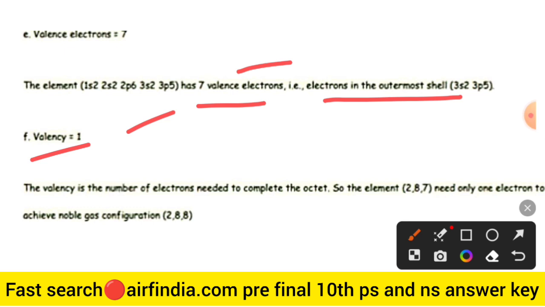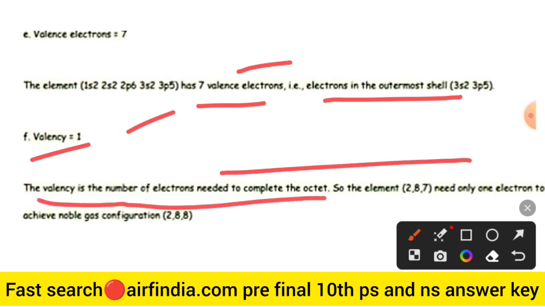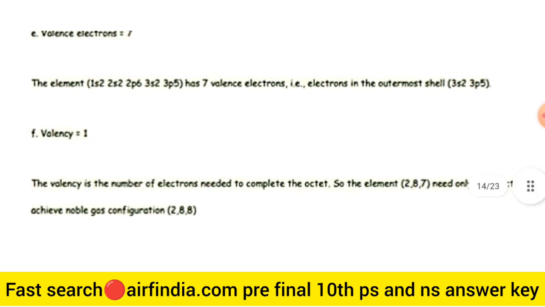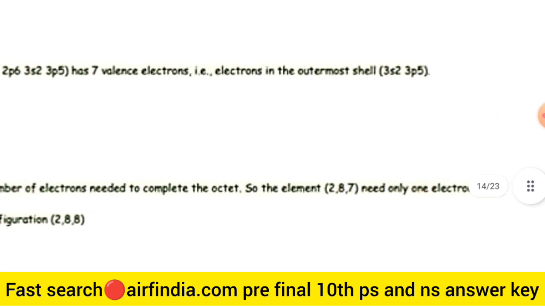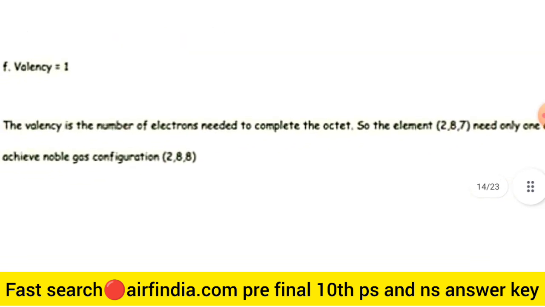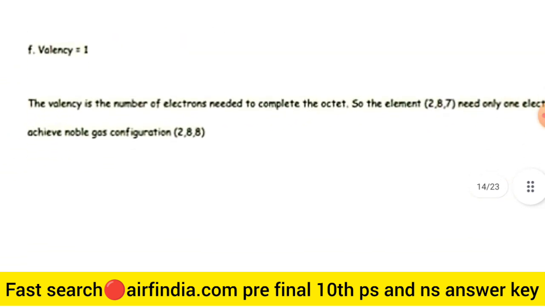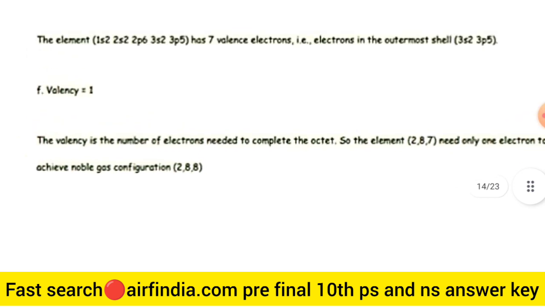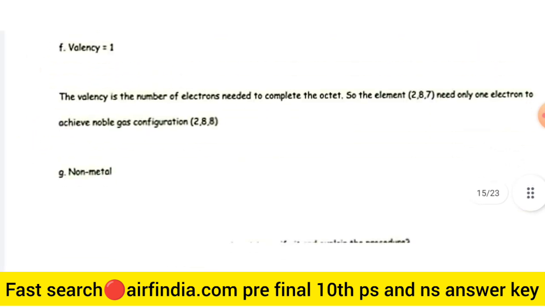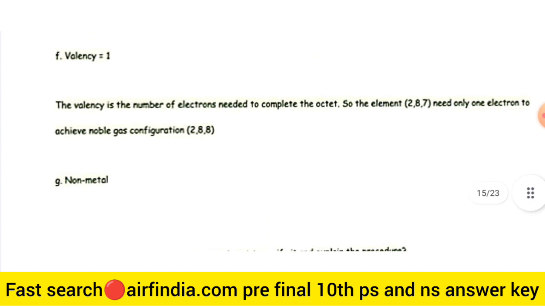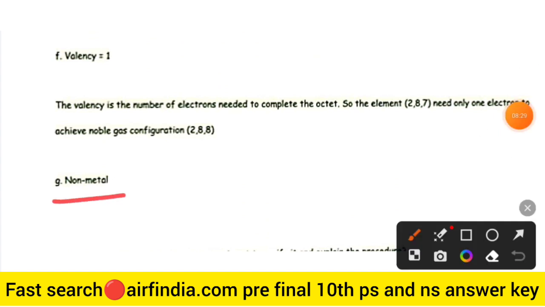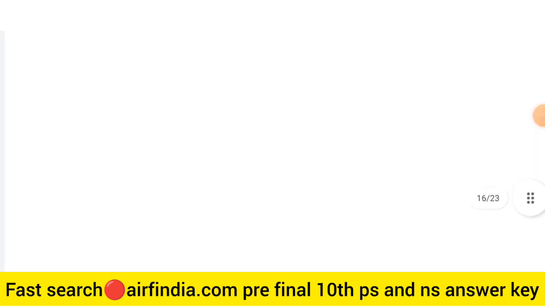Valence is 1. The valence is the number of electrons needed to complete the octet, so the element with 7 valence electrons needs only one electron to achieve the noble gas configuration 2, 8, 8. It means an inert gas. Okay, so here the answer is non-metal. Option 9 is non-metal.